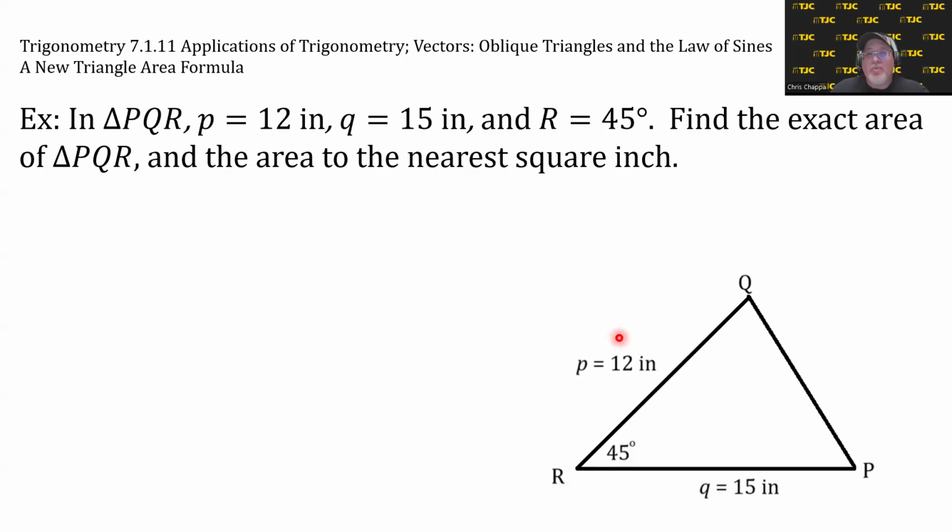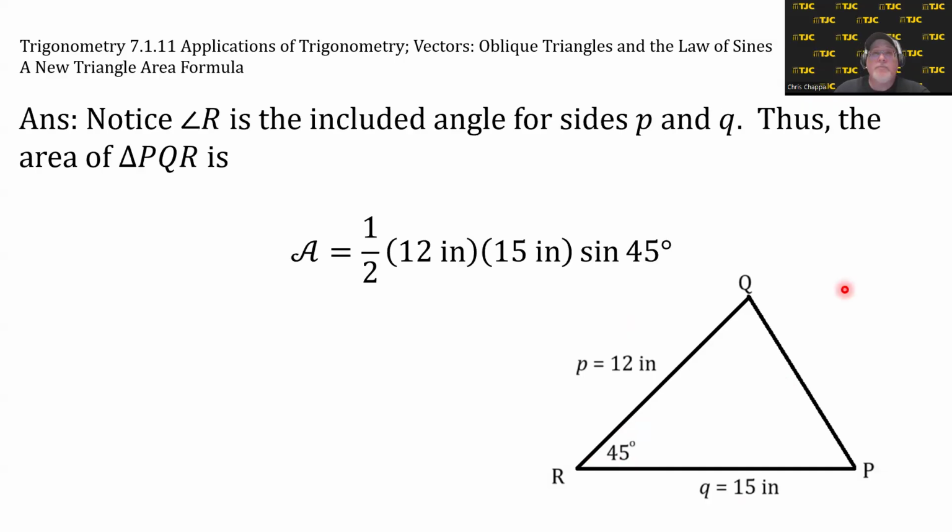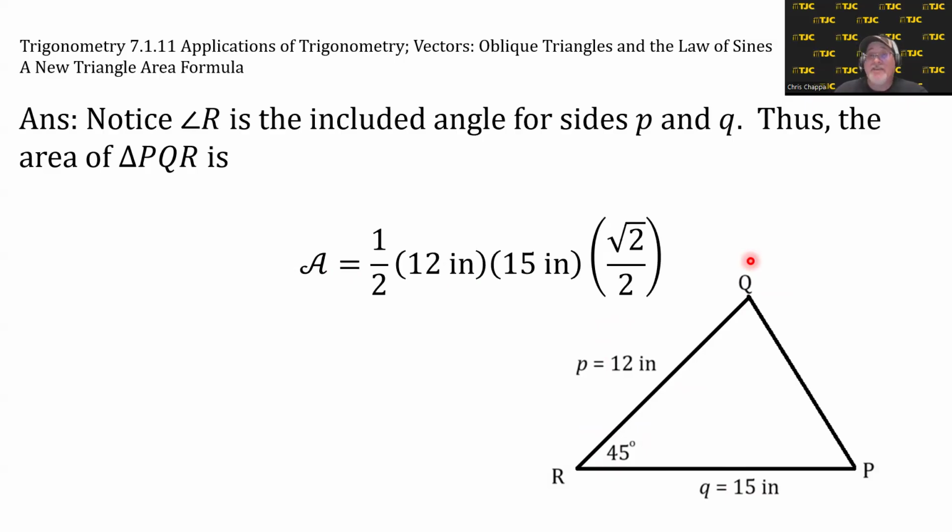For example, in triangle PQR, we have P is equal to 12 inches, Q is equal to 15 inches, and R is equal to 45 degrees. Find the exact area and the area to the nearest square inch. Now notice that we were given the included angle for the two sides, which is what I just said there. And so the area of our triangle is 1/2 times one side times another times the sine of the angle. So 1/2 times 12 times 15 times sine of 45 degrees. Well, you should know by now that sine of 45 degrees is the square root of 2 over 2.